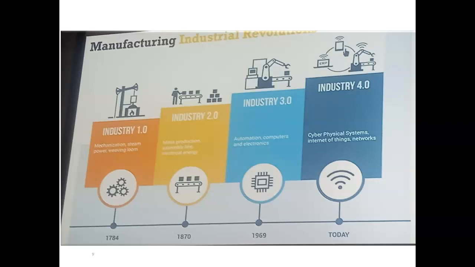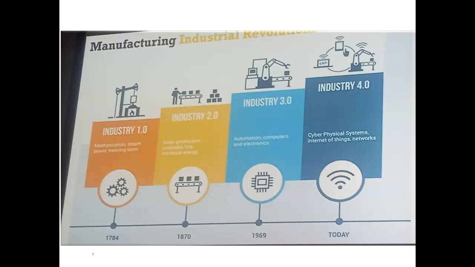Industry 1, which was back in the 1700s, which was really around steam, and there was no electricity at the time, so it was using steam and fire in order to drive machines or drive processes. Industry 2 in the 1870s was when we started looking at assembly lines and the introduction of electricity as a source of energy. Industry 3 in 1969 onwards was looking at automation and computers and electronics.